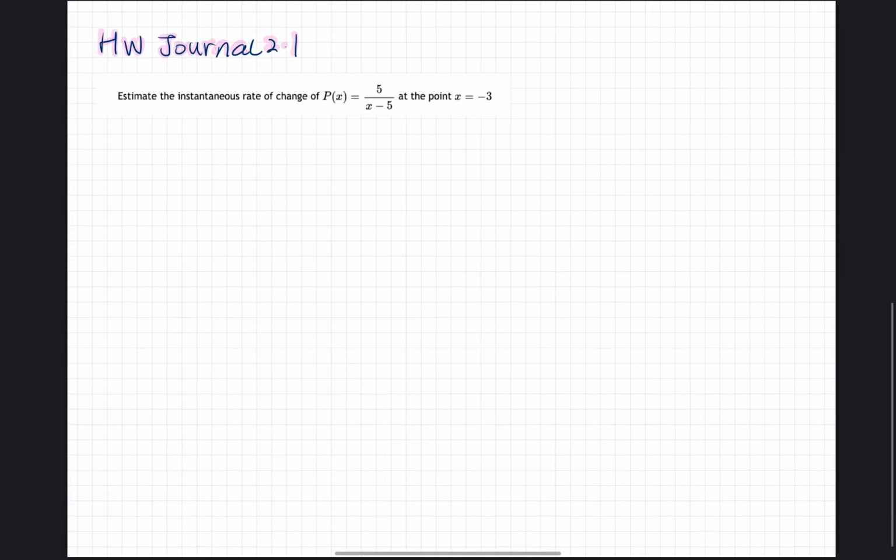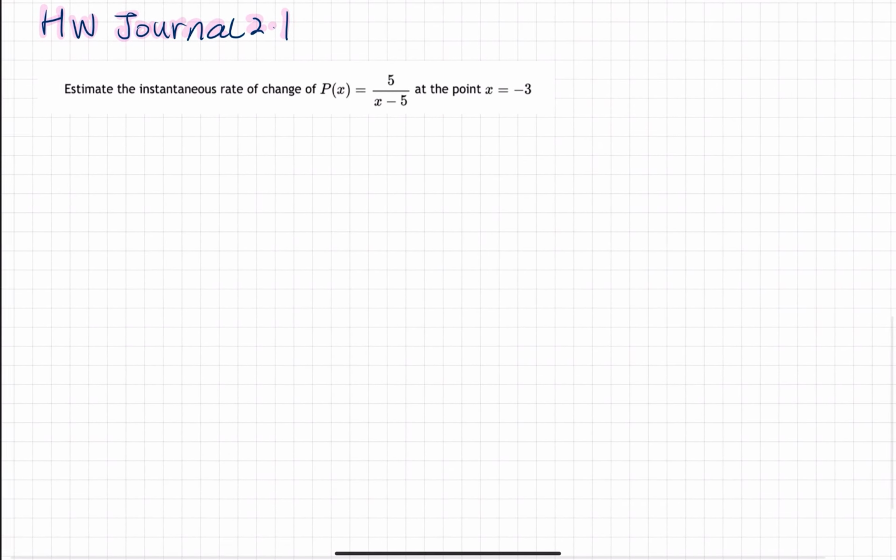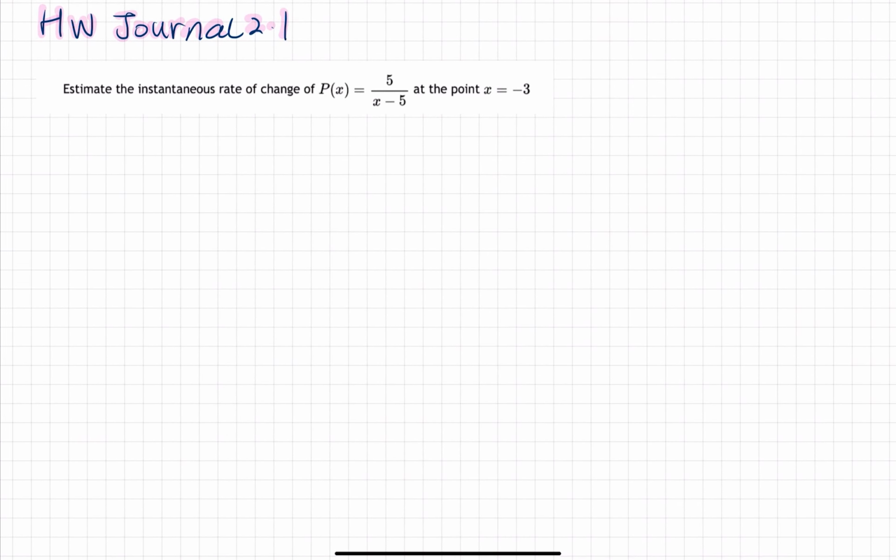Here we're going to be investigating the homework journal problem for section 2.1. So here is the problem, or the statement. Estimate the instantaneous rate of change of p(x) equals 5 over x minus 5 at the point x equals negative 3.